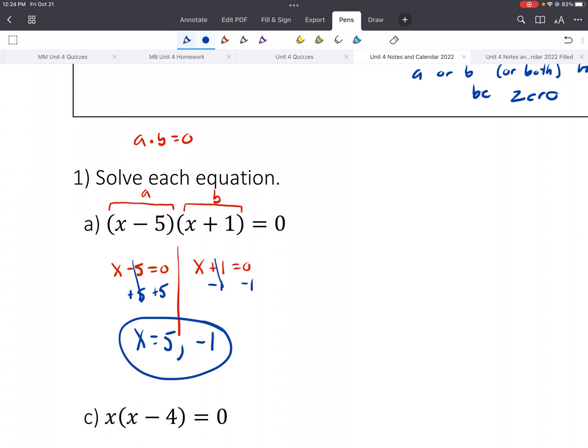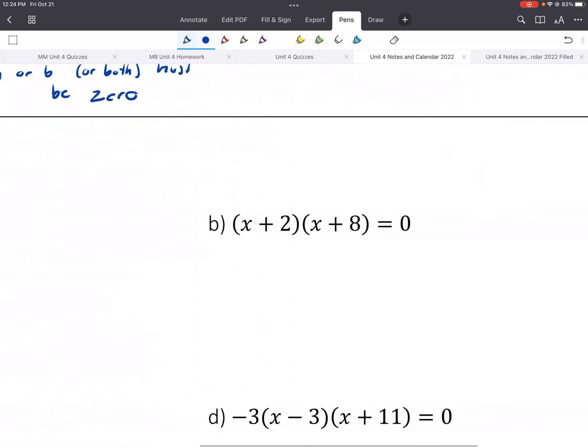Okay, so this isn't too bad by just looking at the equations. You could probably look at that binomial and say, what does x need to be to make it 0? Well, obviously 5 would work because 5 minus 5 is 0. And same thing here, if x is negative 1, then negative 1 plus 1 is 0. But if you're ever stuck, please just set them equal to 0. That's what we're saying, that either a equals 0 or b equals 0. So we set those up and solve.